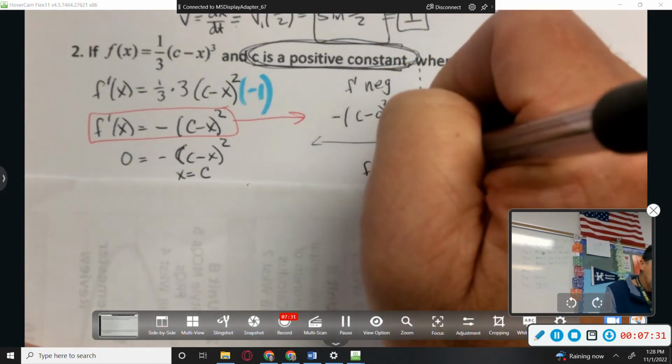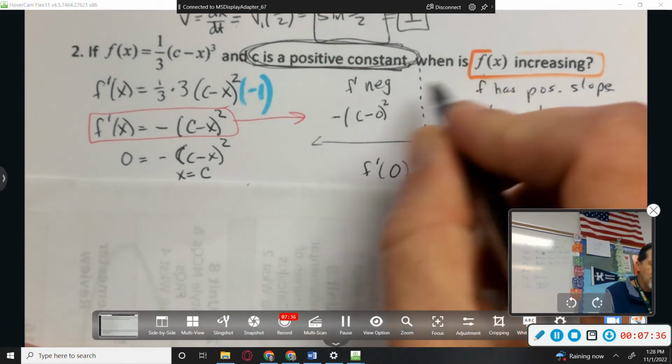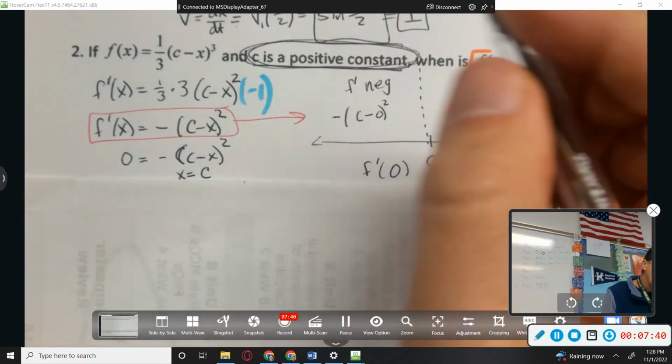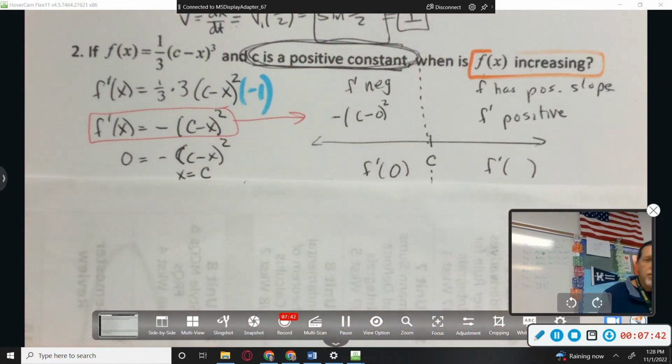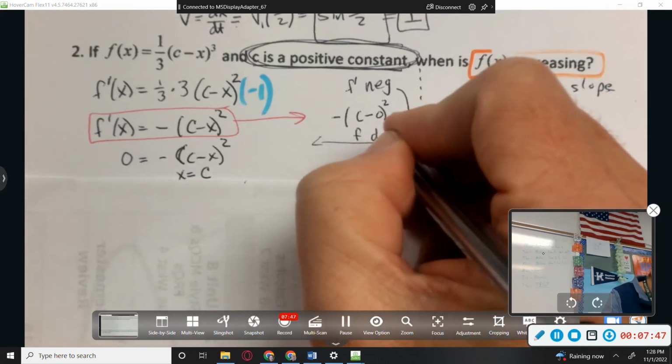Okay, that's helpful, but it doesn't answer the question exactly yet. If f prime is negative, what does that tell me about f? It tells me f is decreasing. I'm out of space, but f prime is negative, therefore f is decreasing.